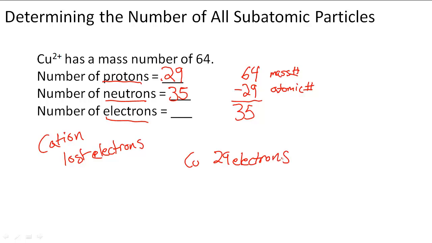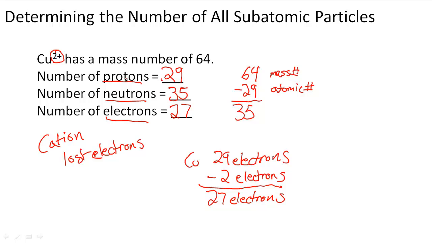But as this ion is showing us, it lost 2 electrons. Why? Because it has a 2+ charge. So that's telling me it lost 2 electrons. And that means 2 protons are able to shine out and put a 2+ charge on it. So I'm going to subtract 2 electrons. And when I subtract 2 electrons, I get 27 electrons. And so what I'm going to write up here is 27. And now I've figured out the number of protons, neutrons, and electrons.